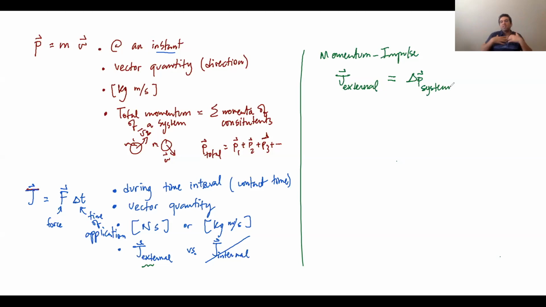So me pushing against myself can never move me. I have to apply an external impulse, or some object has to apply an external impulse to me. So when I push against the wall, that means the wall is pushing against me, and the wall pushing against me is what moves me.